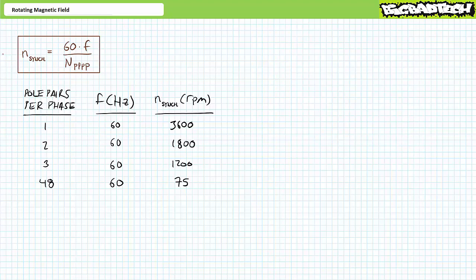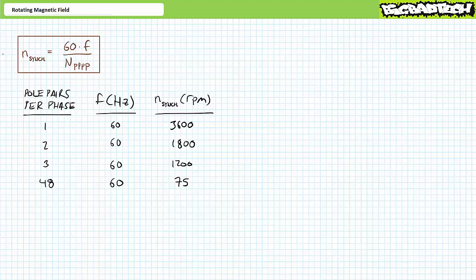These examples illustrate an important fact, that fact being the number of pole pairs per phase inversely influences synchronous speed. Decrease the number of pole pairs per phase, and synchronous speed increases. Conversely, increase the number of pole pairs per phase, and synchronous speed decreases. This may initially go against the more is better instinct most of us have, but it's true, as I'll laboriously demonstrate in a moment. More pole pairs per phase result in a slower synchronous speed, and less pole pairs per phase result in a faster synchronous speed.